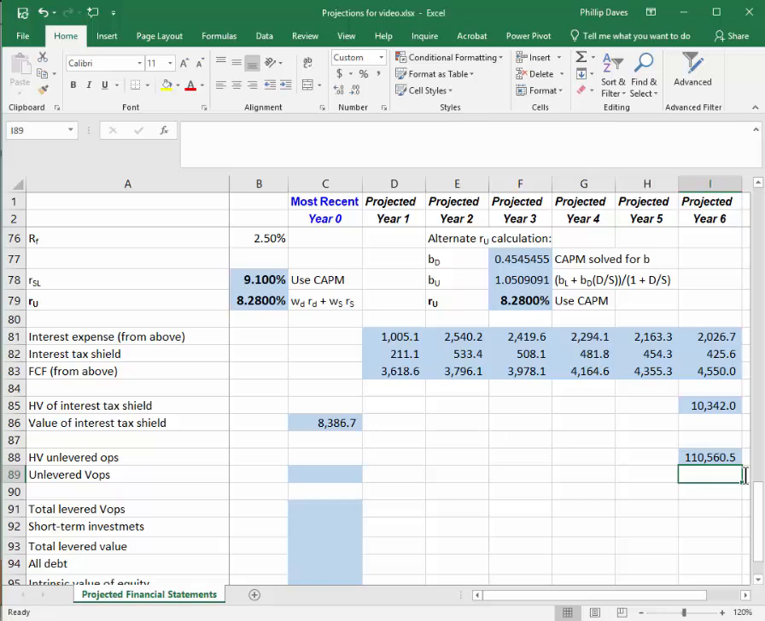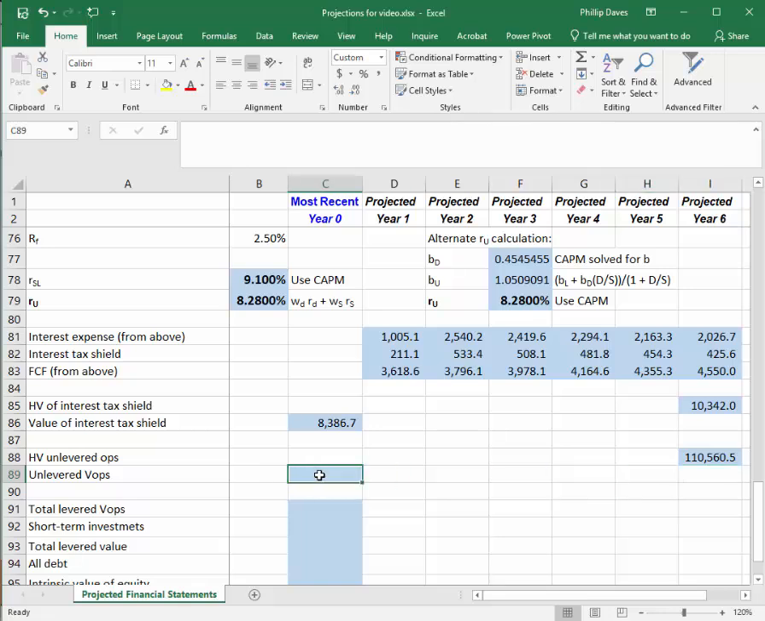And notice the interesting thing is that the horizon value of the tax shields is pretty doggone big. It's 10% of the horizon value of that firm's unlevered operations. So those tax shields do contribute a significant amount of value to the company.